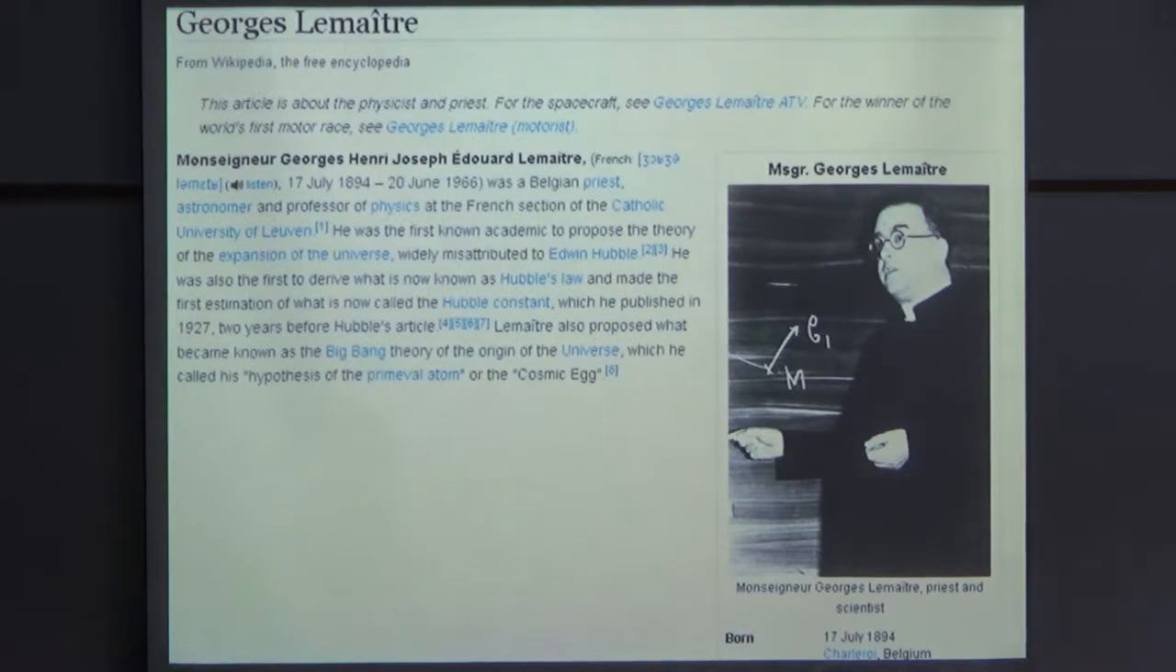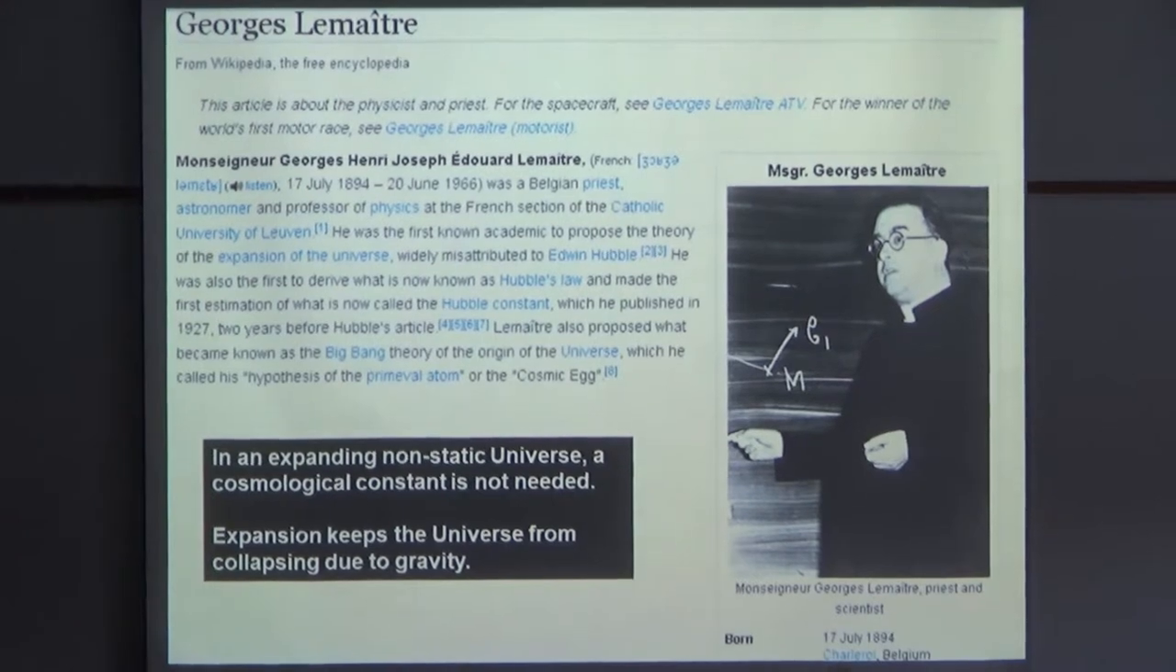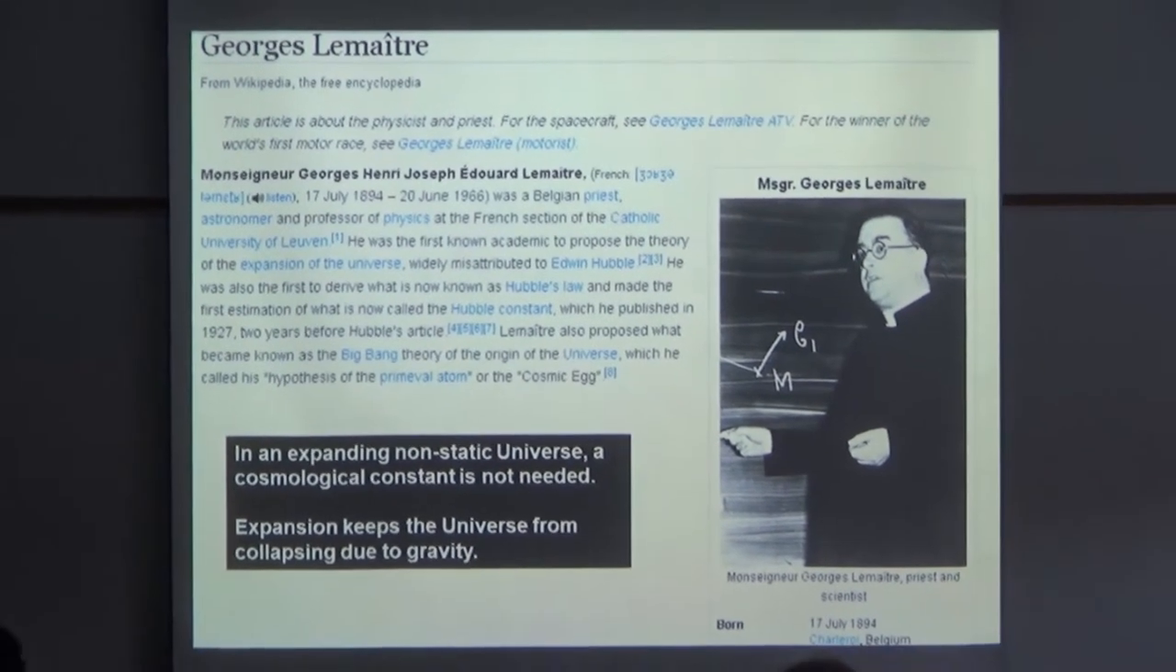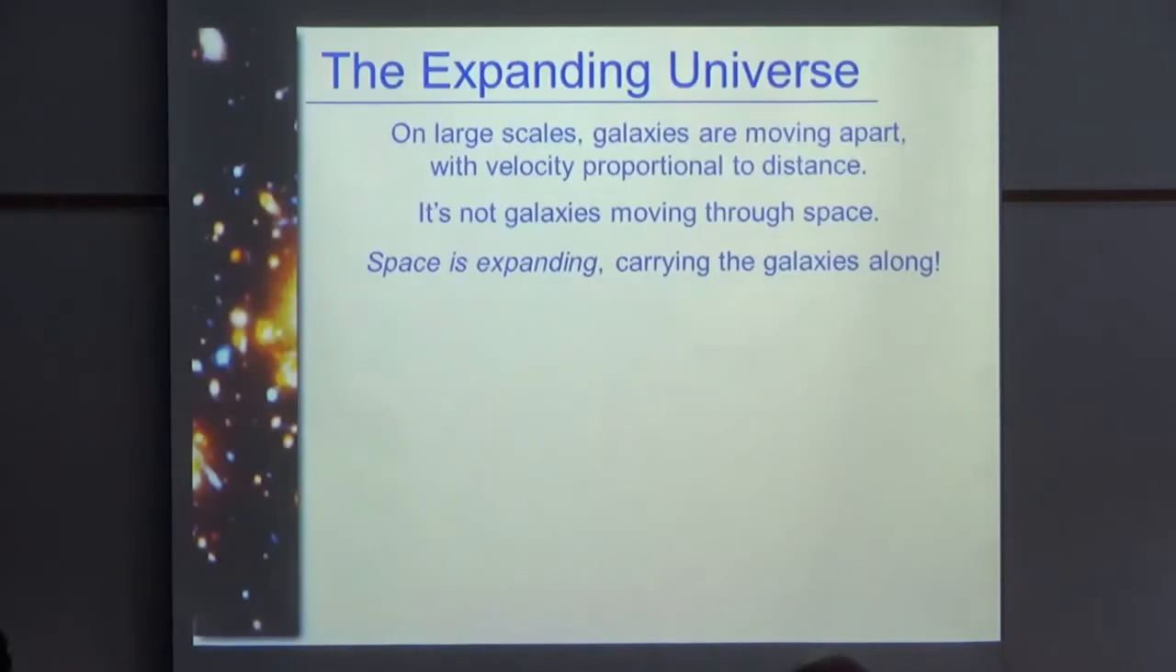And so he basically said, you don't need a cosmological constant. The flinging outward force of the Big Bang will keep things from crashing together due to gravity. And that's when Einstein went, oh boy, did I make a mistake. I didn't need this fudge factor. And one thing you don't do in science is invent fudge factors. You have to find the science to explain it. So it's expansion that keeps the universe from collapsing due to gravity.